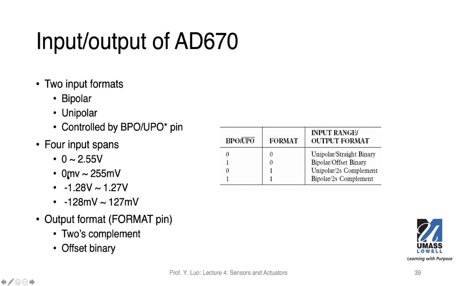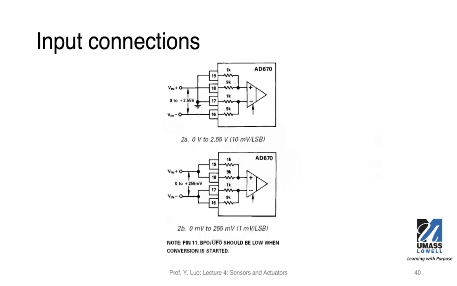You can see that this is a 1,000 times smaller than the other range. This is the millivolt range. Output format can also be chosen using one of the pins. You can choose to use two's complement or offset binary, based on your needs.